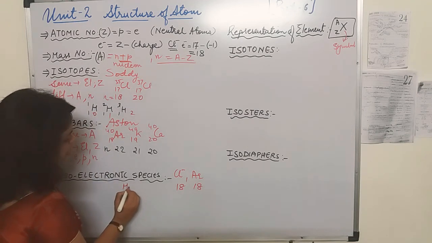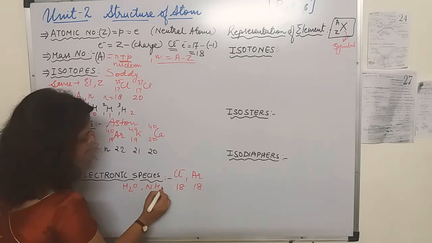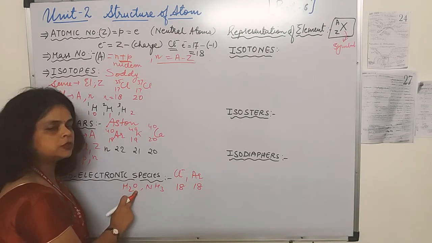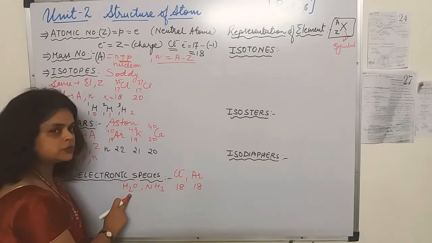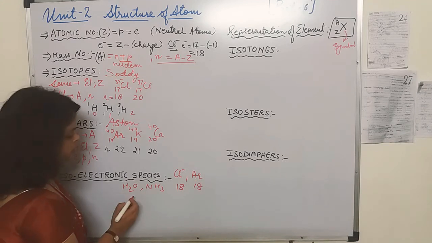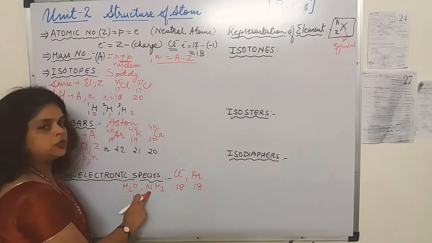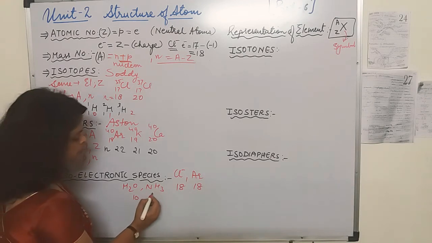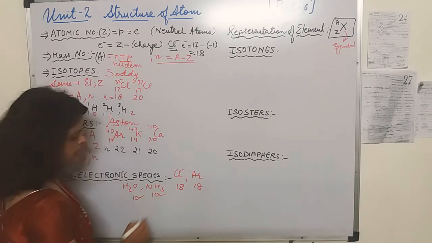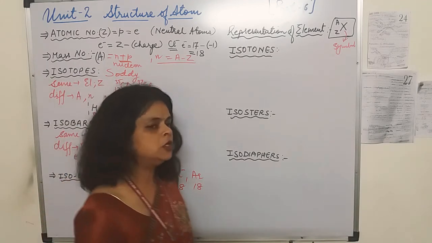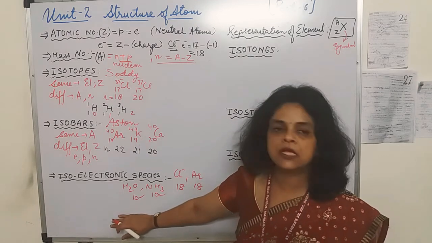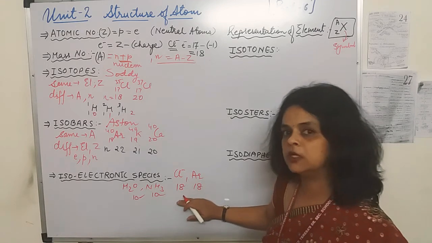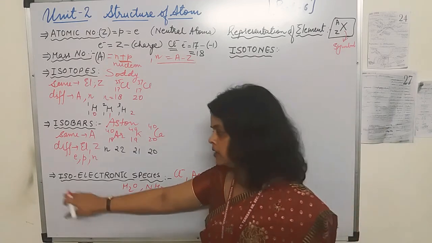One more example, H2O and NH3. Water and ammonia. How many electrons do they have? How many electrons does oxygen have? 8. Hydrogen has 1, and we have 2 atoms, so 8 plus 2, it is 10. Now nitrogen has 7. Hydrogen has 1 into 3, so it will also be 10. So these two are the same, that means the same number of electrons are present. So these molecules can be termed isoelectronic. These species, one is an ion, one is an atom, are also isoelectronic species.